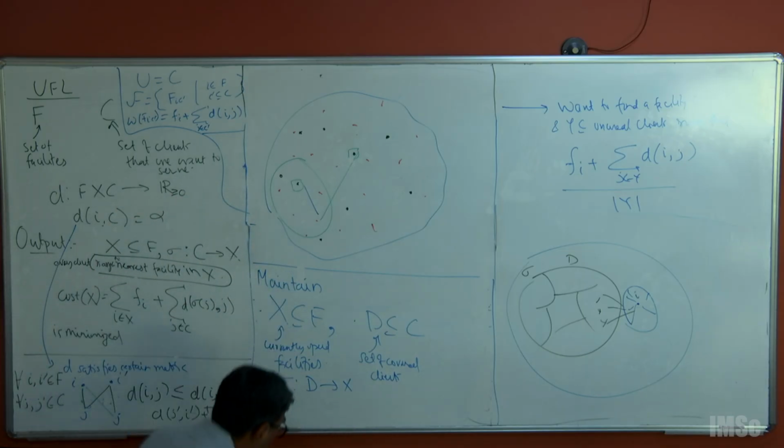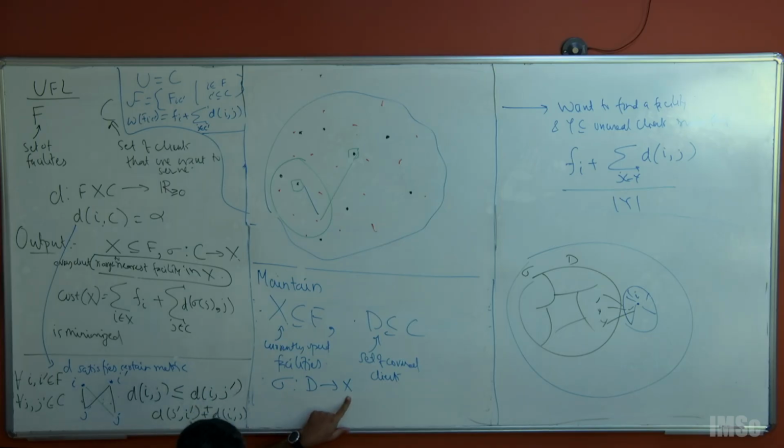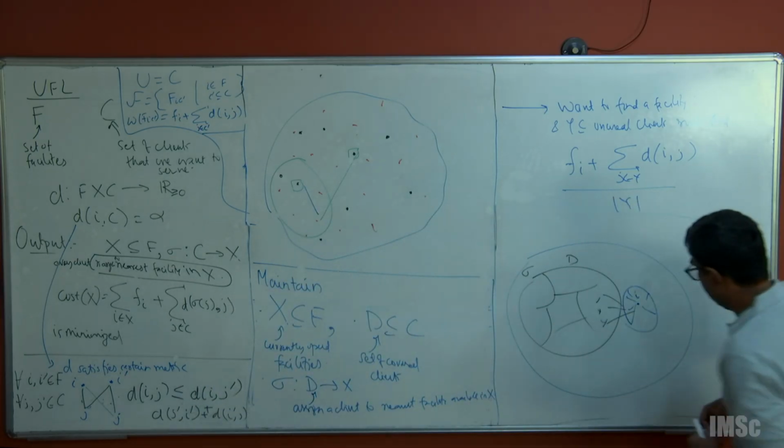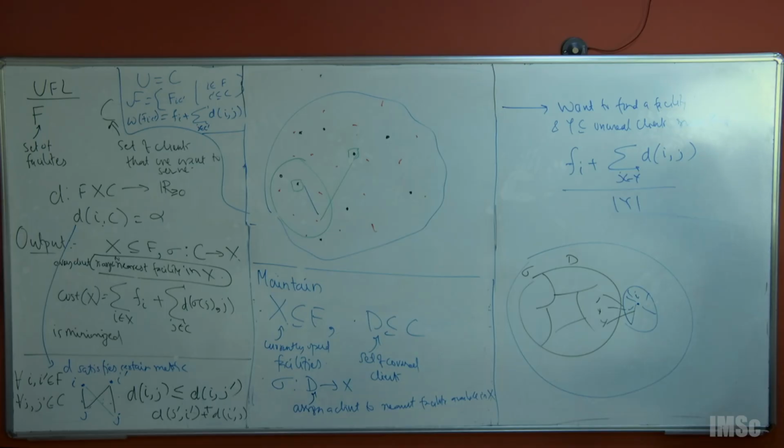Because you understand why sigma assigns to the nearest: you want to minimize the cost, no? So you always assign a client to the nearest facility available in X. That's the first thing.